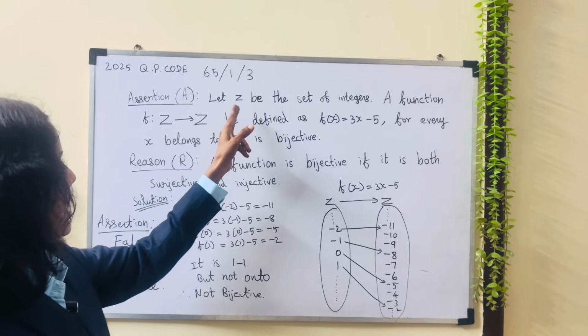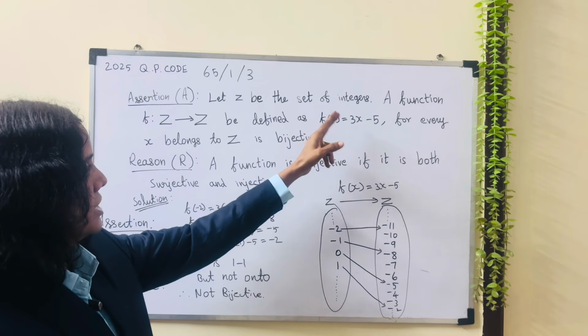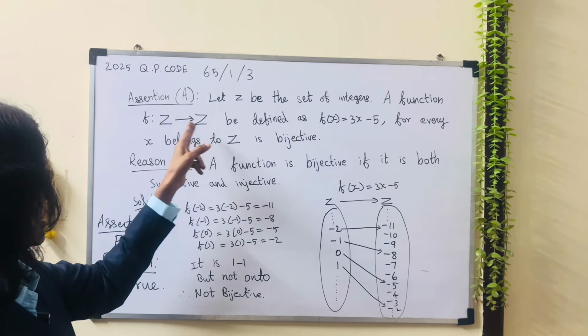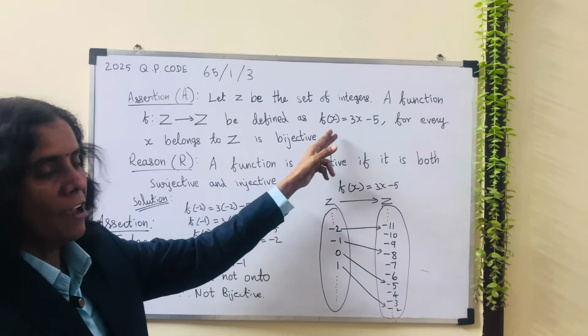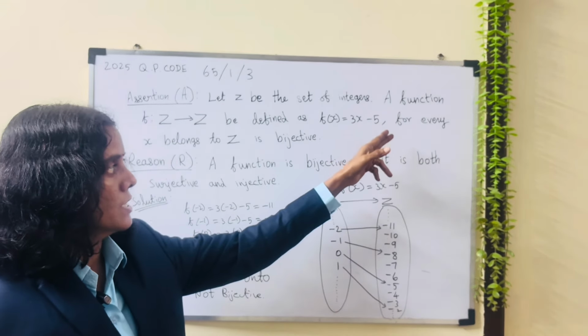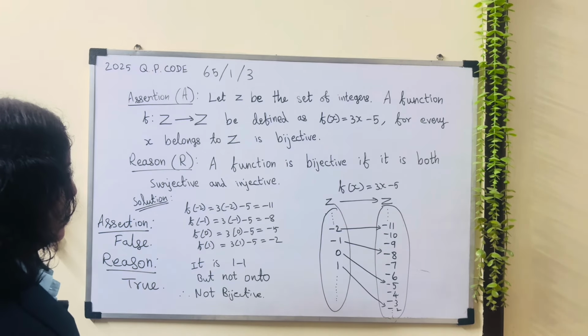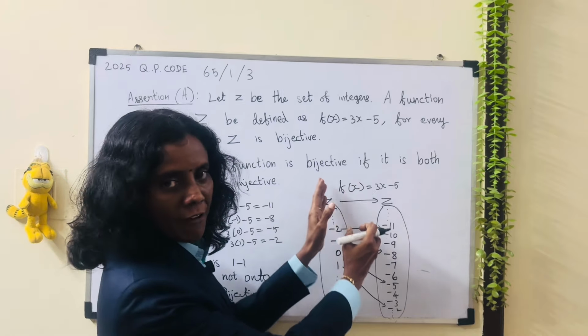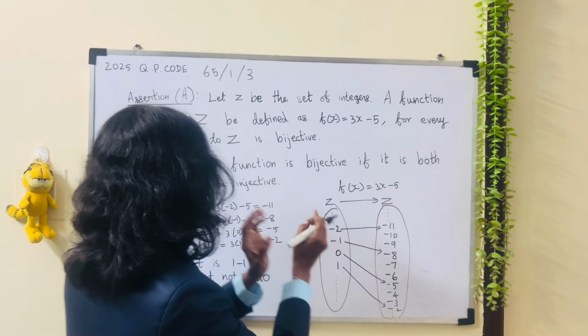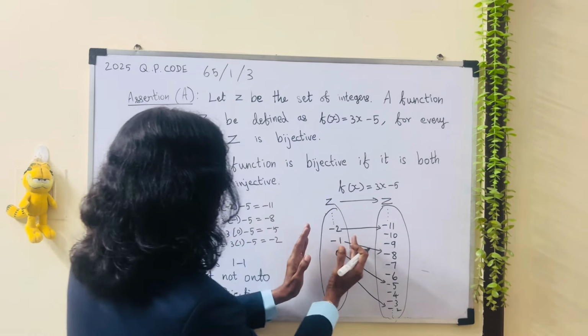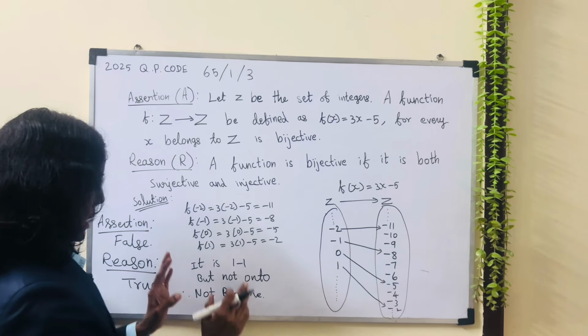Thank you. Question number 5. Assertion is, let Z be the set of integers. A function f from Z to Z defined as f of x equal to 3x minus 5 for every x belong to Z is bijective. Function என்ன கொடுத்துருக்காங்க? f of x is 3x minus 5. Z to Z, that is integers to integers கொடுத்துருக்காங்க.